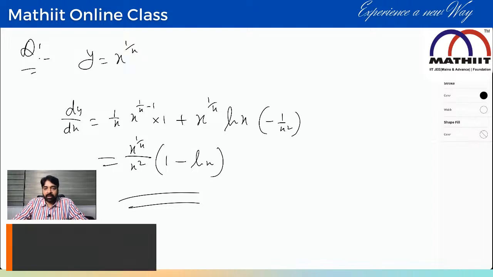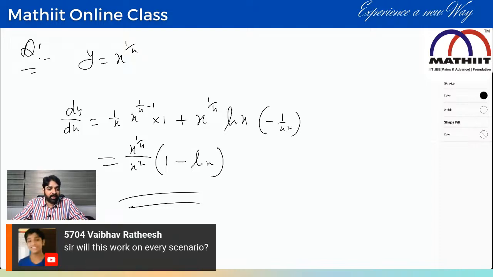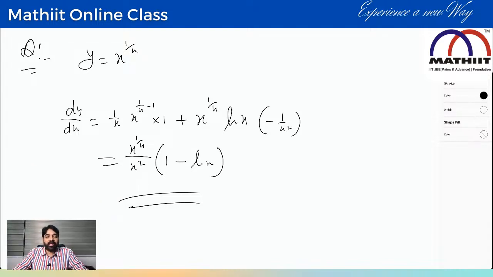Is somebody asking this doubt: sir, will this work in every scenario? What is the meaning of scenario? It will work everywhere. I'm not telling you any method that may or may not work. I'm simply telling the basic fundamental rule: take one constant, other variable, one constant, other variable, and it will always work. There is no problem. Yes, every case will work.